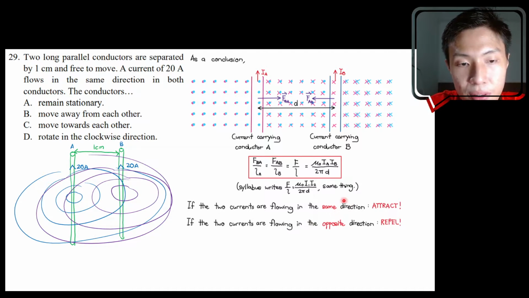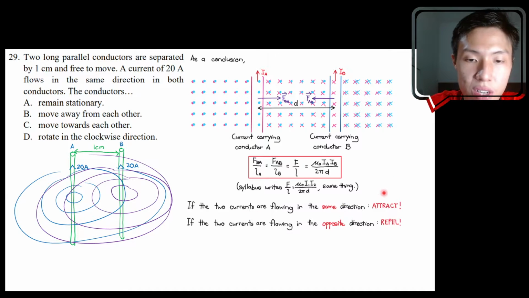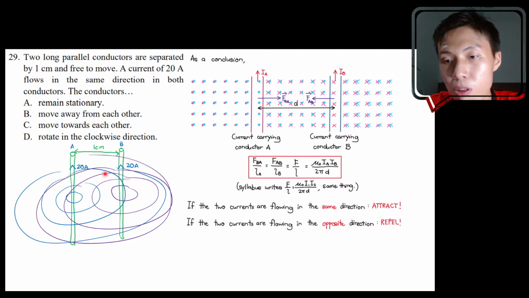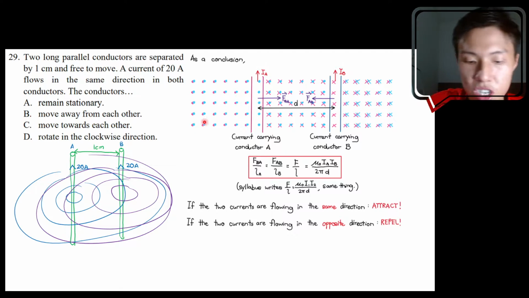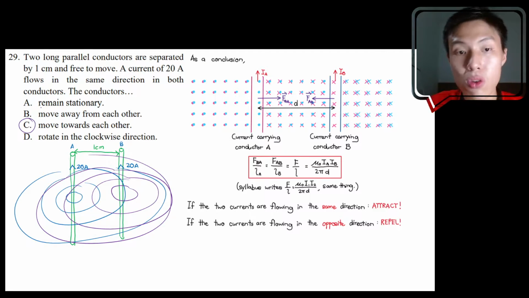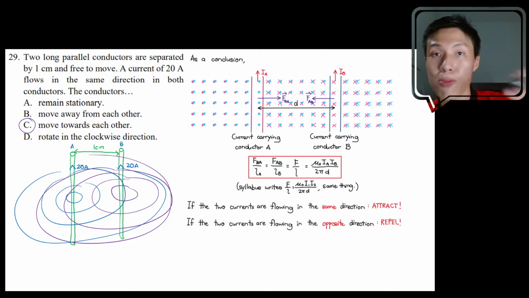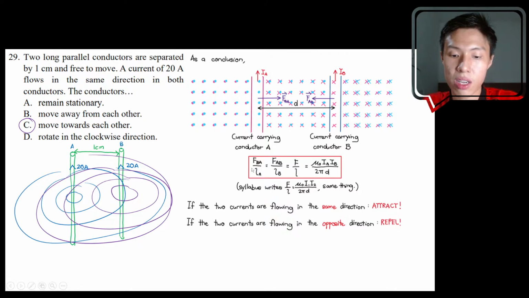The idea is if the two currents are flowing in the same direction, they should attract. If they are flowing in opposite directions, they should repel. In this situation, they are both flowing in the same direction, so they should attract and move towards each other. I won't go too deep over the concept; you can review the lecture video. But this is the conclusion: same direction of current, they attract; opposite direction of current, they repel. Attract means the forces are pointing towards each other, therefore they will move towards each other. So that's it for this question.